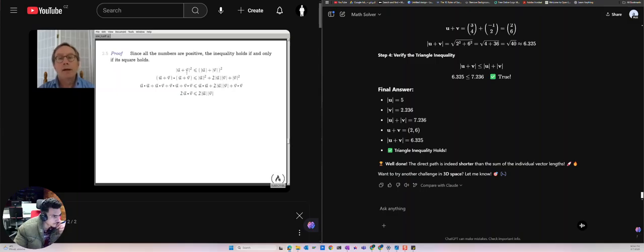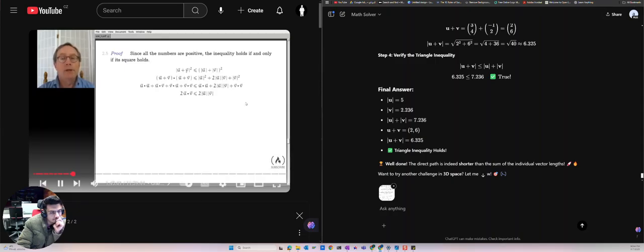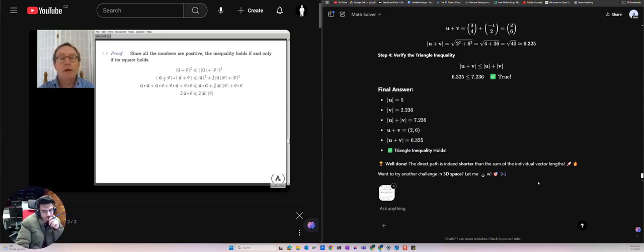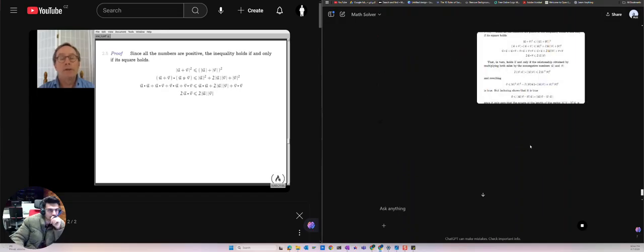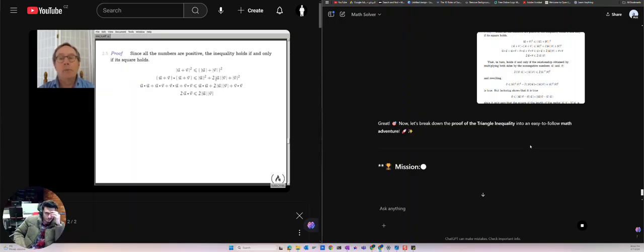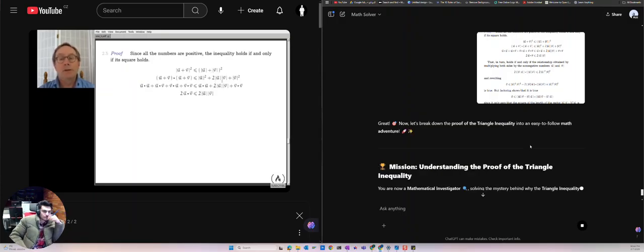So I took the length of u plus v and squared it, and I took the length of u plus the length of v and I squared it. And from the previous slide, I remember that the length of a vector squared is equal to the vector dotted with itself. And here, when you square a plus b, you get a squared plus 2ab plus b squared, and so I just multiply that out.